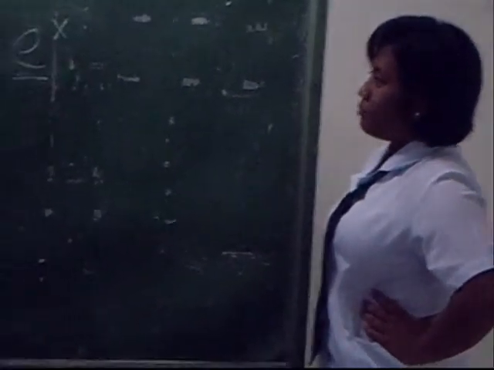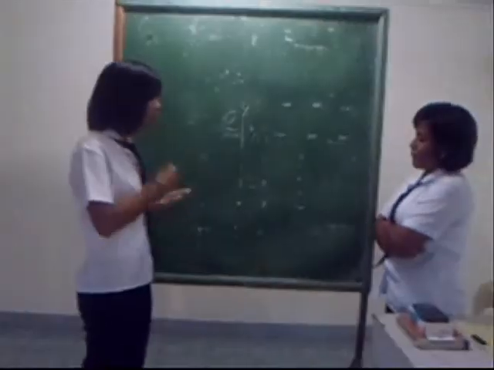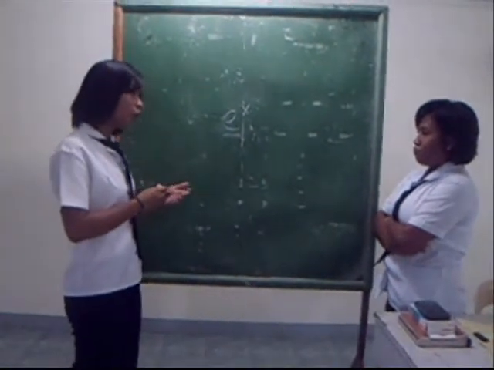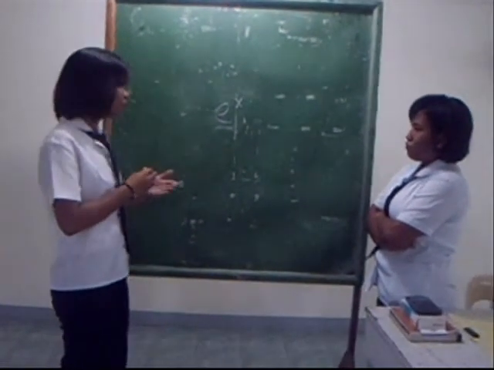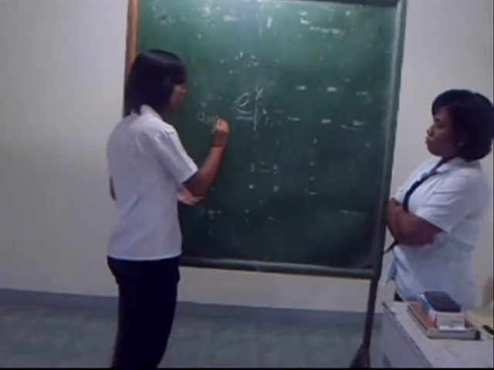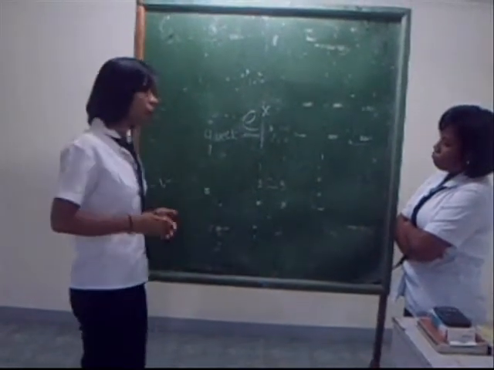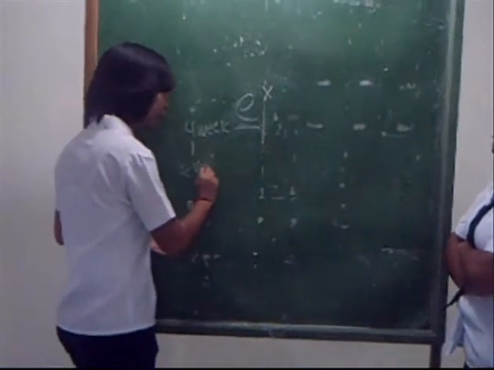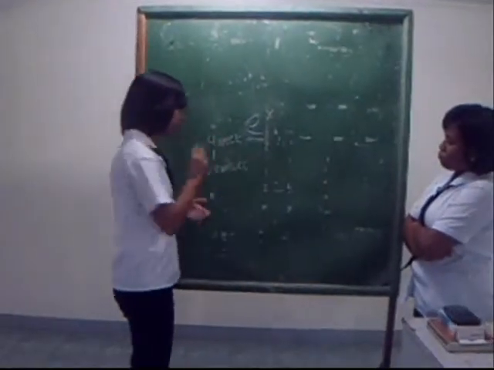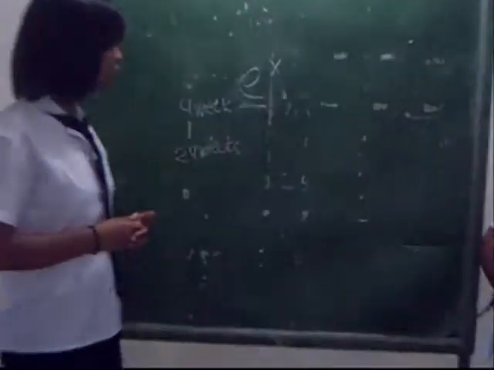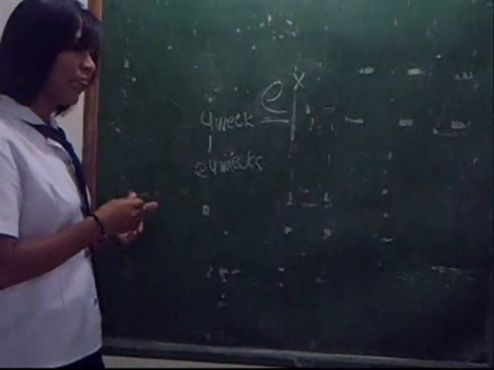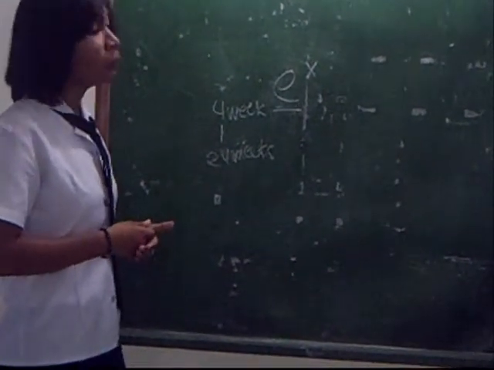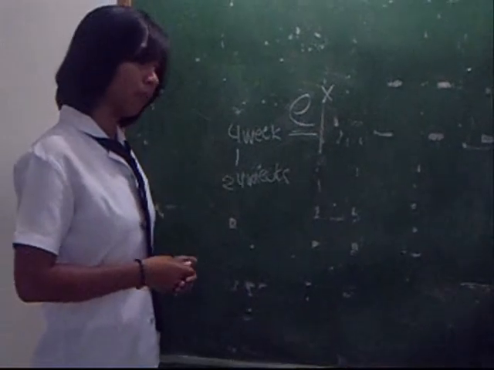Sure. So, at first, we're going to figure out how many times the population will double in 6 months. Supposedly, we already have 4 weeks in 1 month. So, in 6 months, we could have 24 weeks. Since the population doubles every 3 weeks, the population will double 8 times. We can determine that by making up a table.